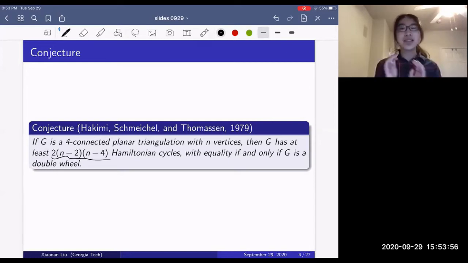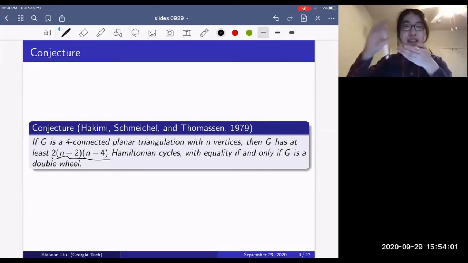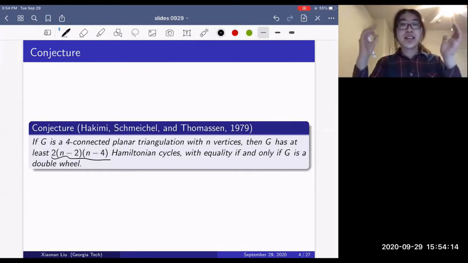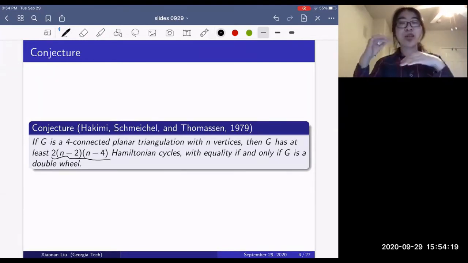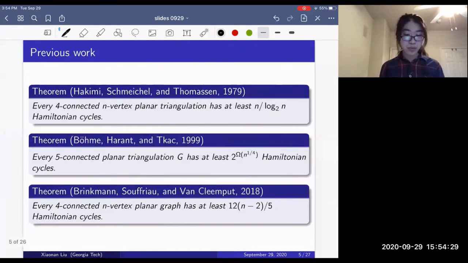So actually we can say that in Wn, we have n minus 2 vertices of degree 4. In our proof, we can show that if we have too many vertices of degree 4, it's very hard for us to find many Hamiltonian cycles. So I think it's evidence to support this conjecture. Okay, so let's look at some previous work about this conjecture.